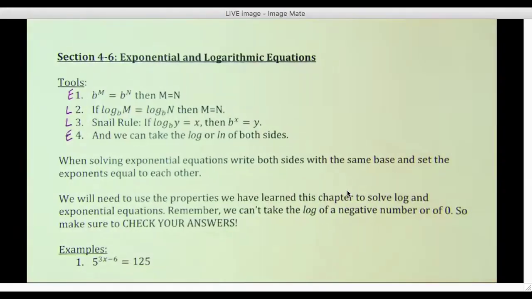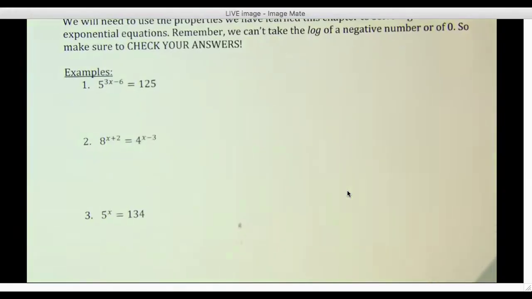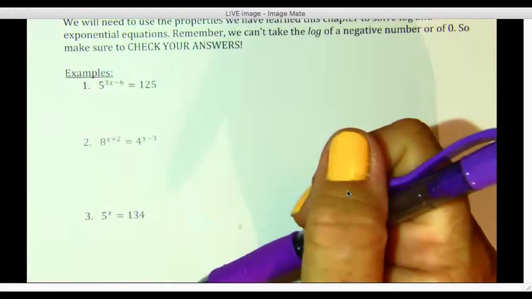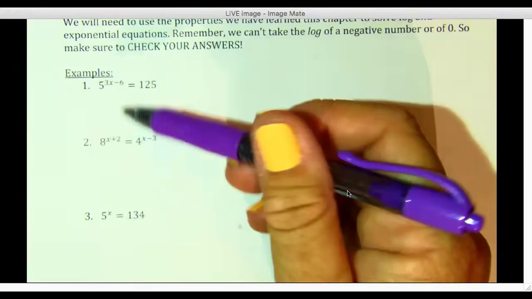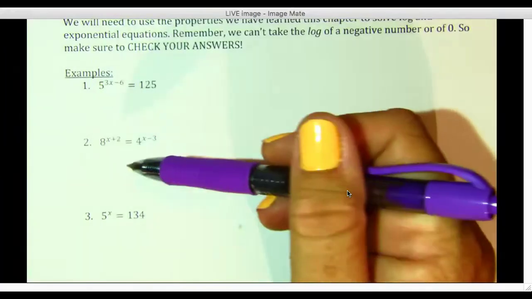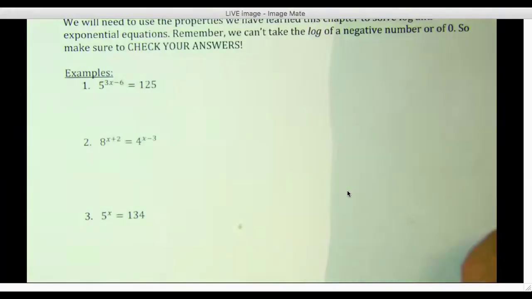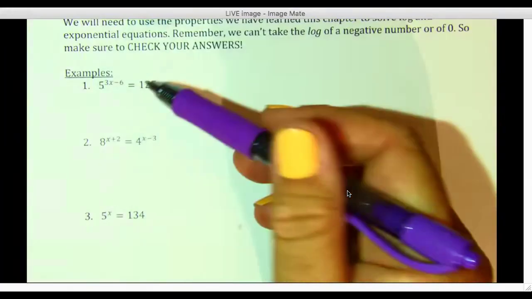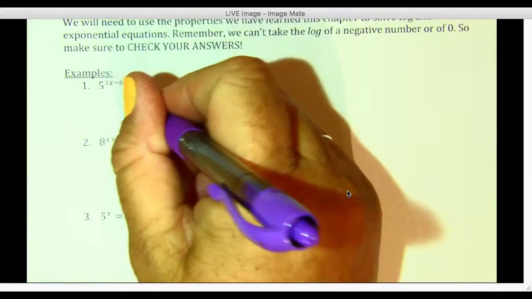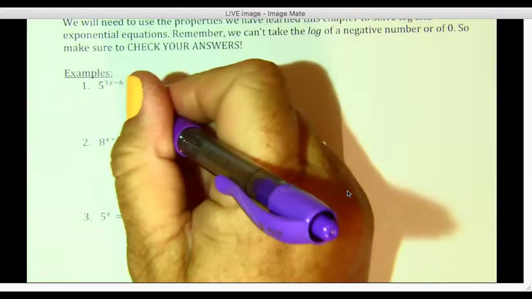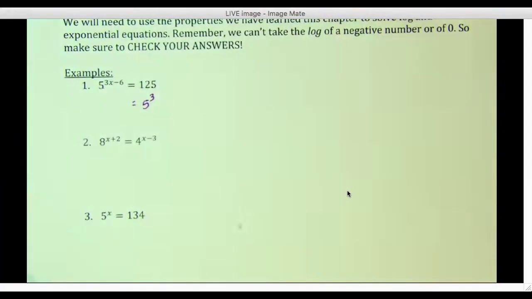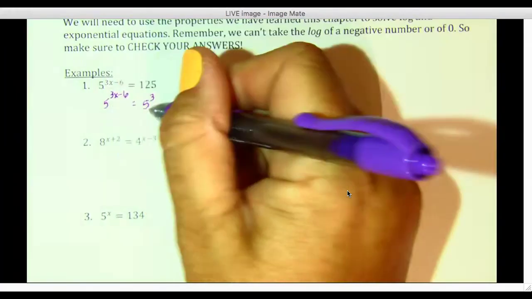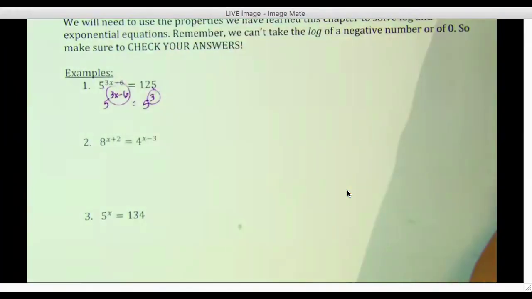So looking at our first few examples here, the first example we have 5 to the power of 3x minus 6, and then 125 on this side. If it's possible for me to rewrite 5 and 125 as the same number to some power, that would be ideal. Now, 5 can't be rewritten as anything smaller, but 125 can be written as 5 cubed. And that is the same base as the other side. So I have 5 to the power of 3x minus 6. And now that those bases are the same, those exponents are also equal to each other.